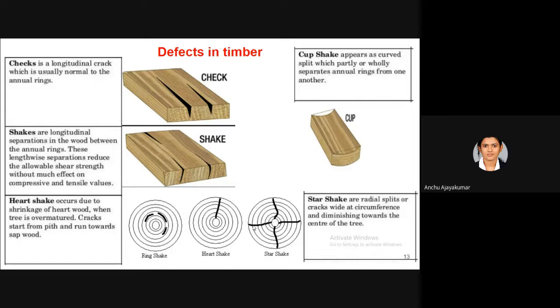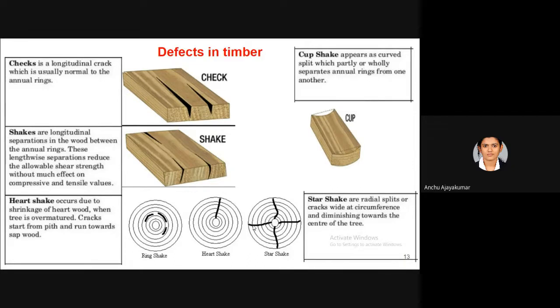You can see it in the figure itself. You might have observed this on your desk or bench in your classrooms. Next one is shake. The longitudinal separation in the wood between the annual rings. Between the annual rings, you have the longitudinal separations. That can also be observed on your desk and benches. This lengthwise separation reduces the allowable shear strength without much effect on the compressive and tensile value.